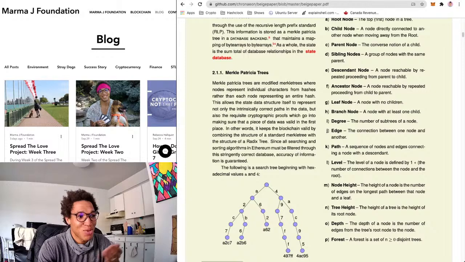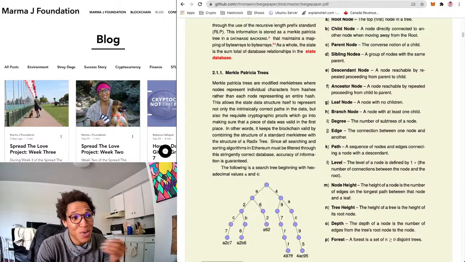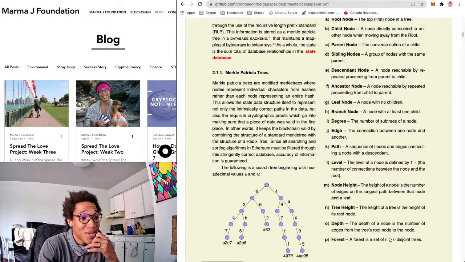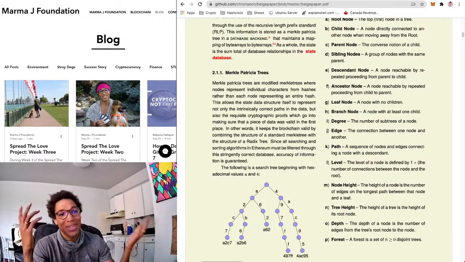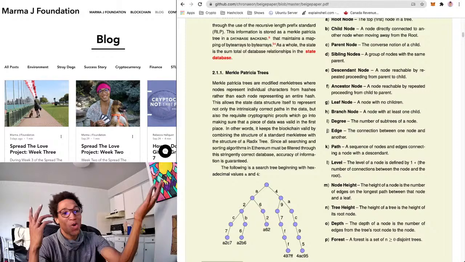You have a parent node, so this root node would be the parent node of this, and this would be a child node of this parent node, so on. Sibling nodes are a group of nodes with the same parent. So if this is the parent node of these two siblings, again, this is the child of this parent, so on. A descendant node is any node that is reachable by repeated proceeding. Dude, a descendant node is anything below a parent, just like normal humans. Sometimes this wording just doesn't make any sense.